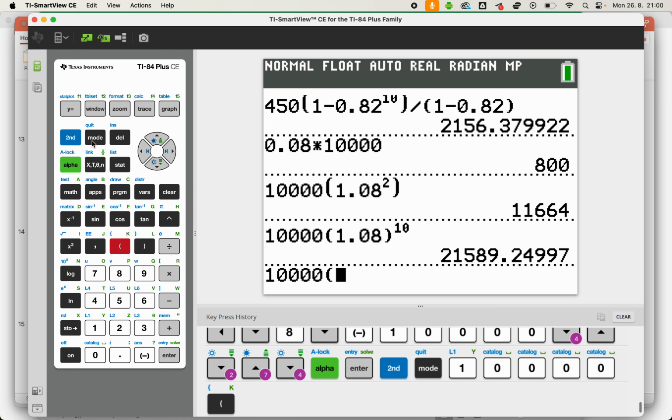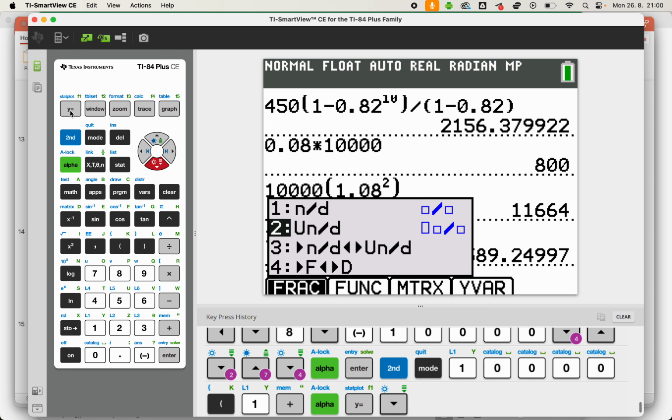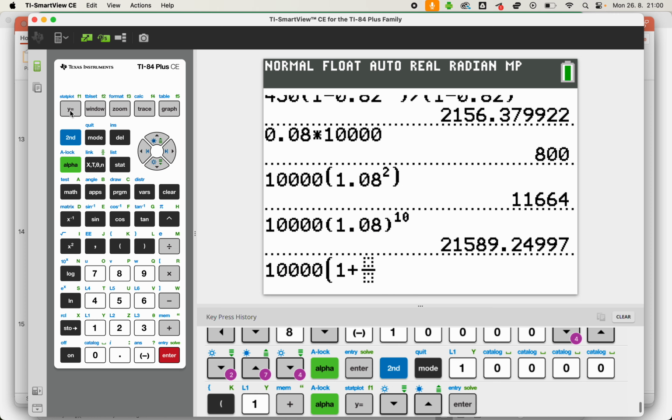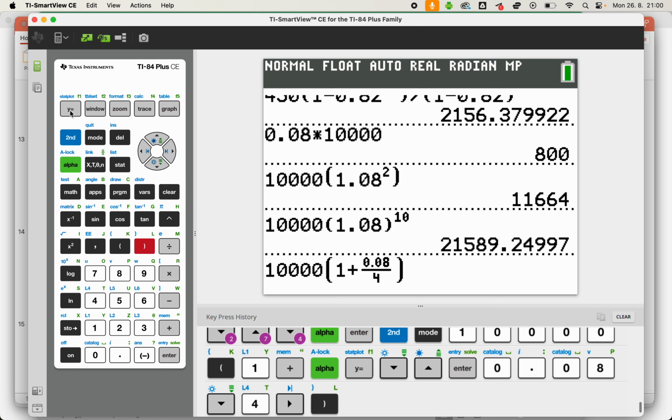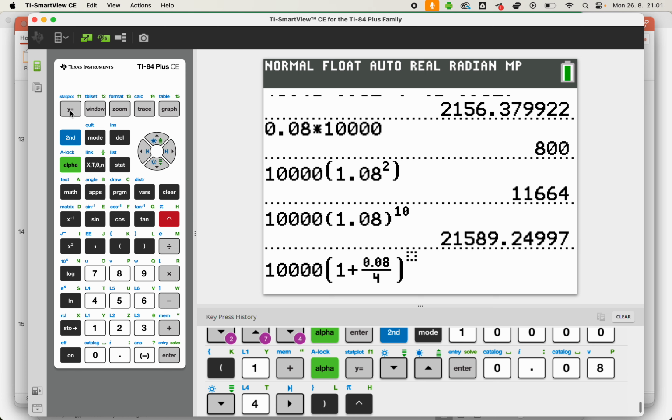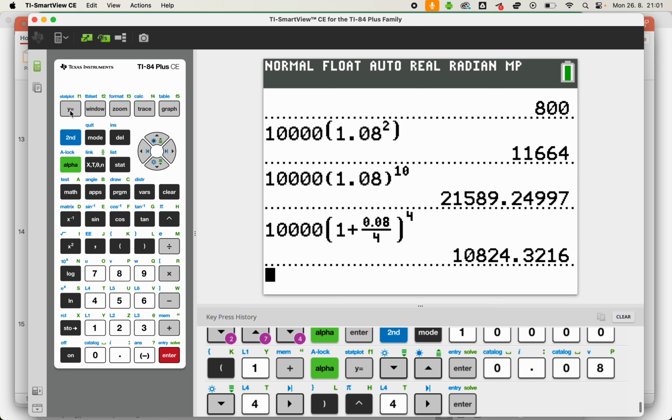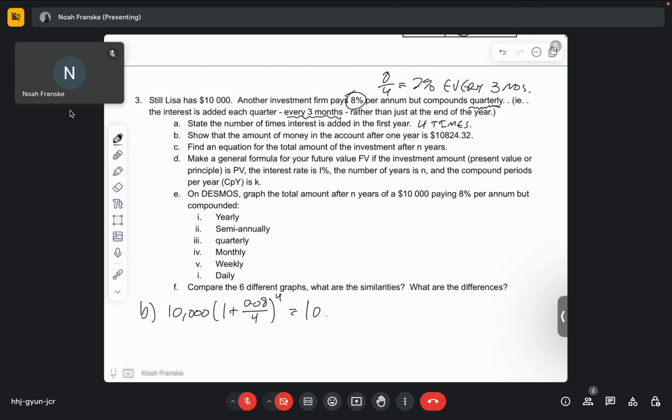So 10,000 times 1 plus, I'm going to do it exactly how it's written. If you don't know how to do this, alpha y equals, you can get the little fraction, right? N over d. So it gives you a nice little fraction there. 0.08 over 4, chop it into 4 pieces, close parentheses, raised to the power of 4. Hit enter. Should be 10,824.32. Look at that. 10,824.32. Perfect.